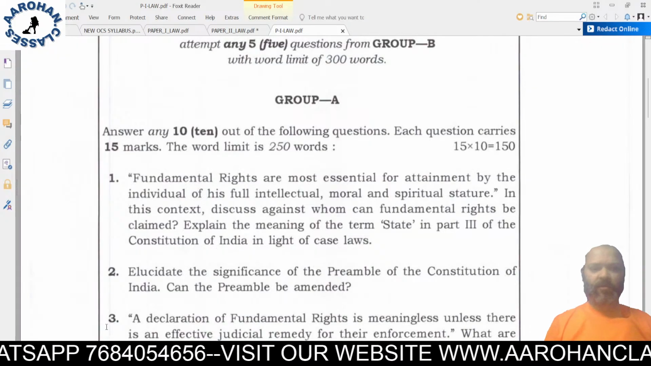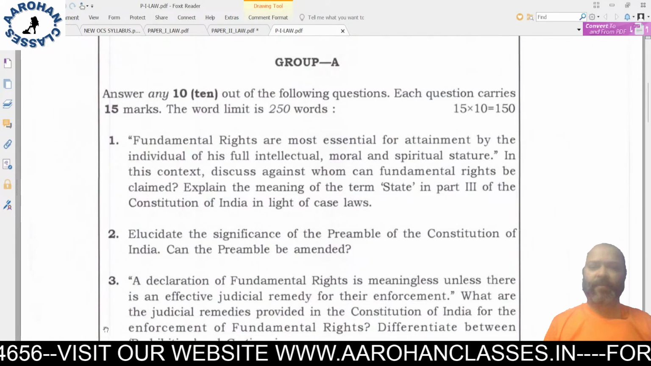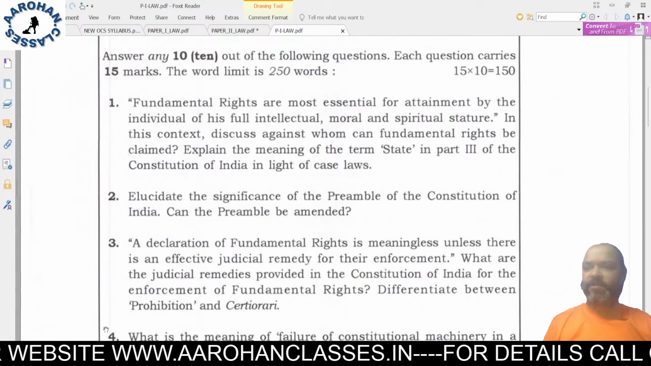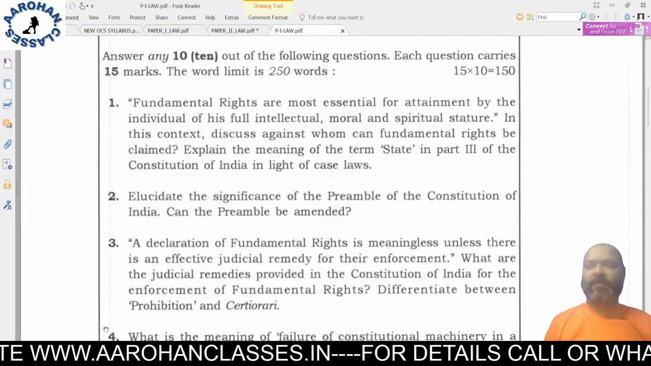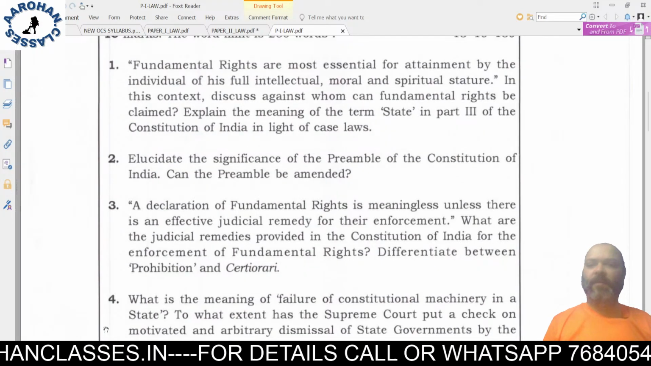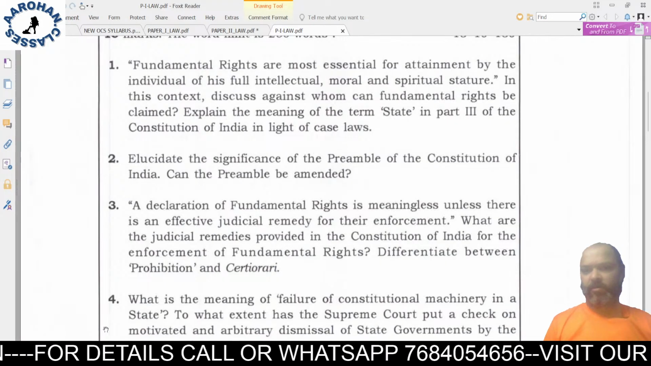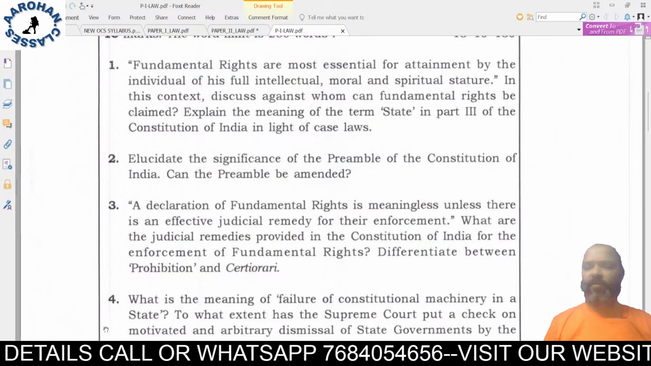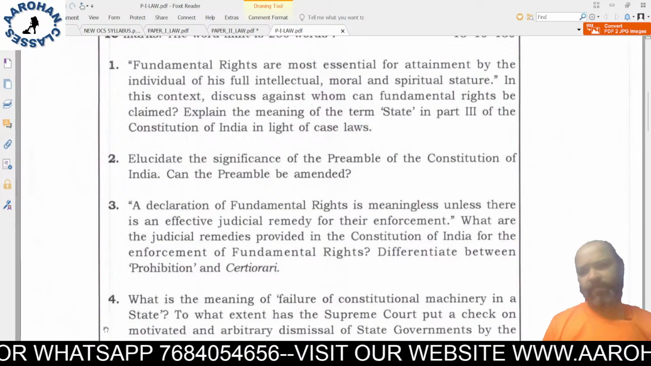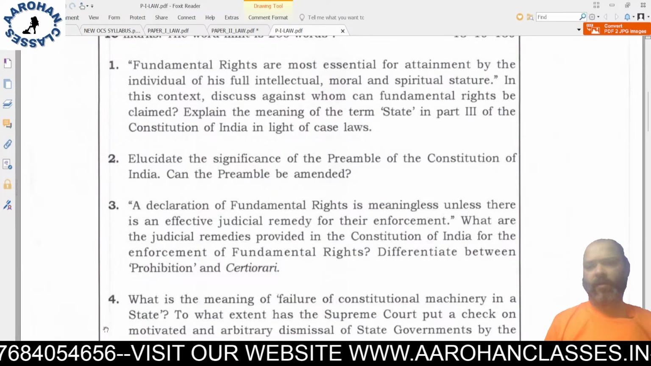Fundamental rights are more essential for attainment by the individual of his full intellectual, moral and spiritual stature. In this context, discuss against whom can fundamental rights be claimed. Explain the meaning of the term state in Part 3 of the Constitution of India in light of case laws. So this is very, very important: you have to give the details of Article 12, and 6 or 7 important points are there.